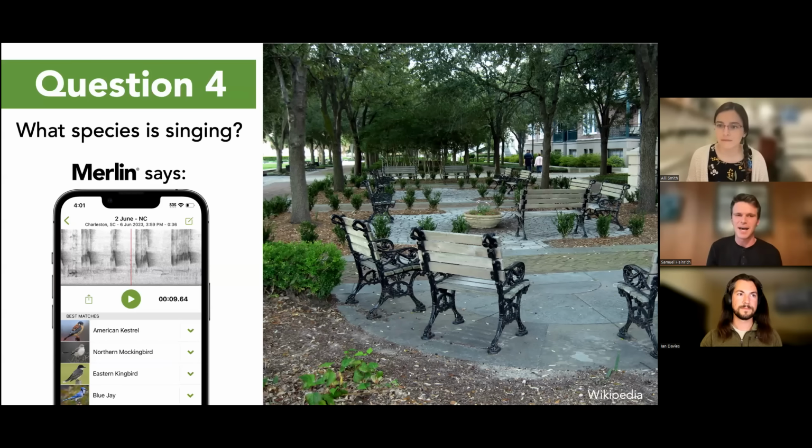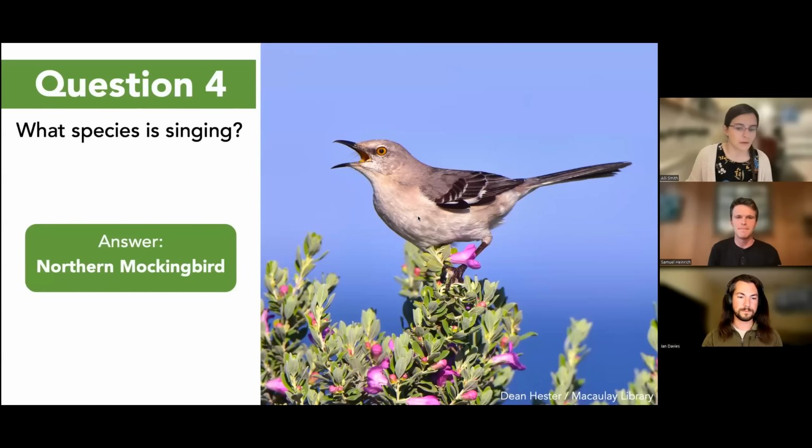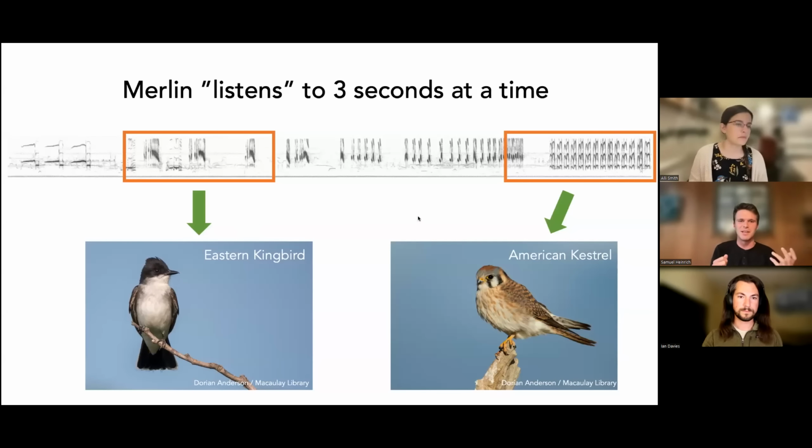Merlin doesn't have that ability, right? So Merlin looks at 3-second increments of what you're listening to, and it can only look at those 3 seconds. It'll hear the eastern kingbird and think, okay, that's a kingbird. And then it'll wait a bit and hear the kestrel, and say, okay, that's the kestrel. But what it can't do is combine those 2 results and be like, oh, I think this is actually a mockingbird. So it doesn't have the opportunity to remember what it heard 5-10 seconds earlier in the recording.